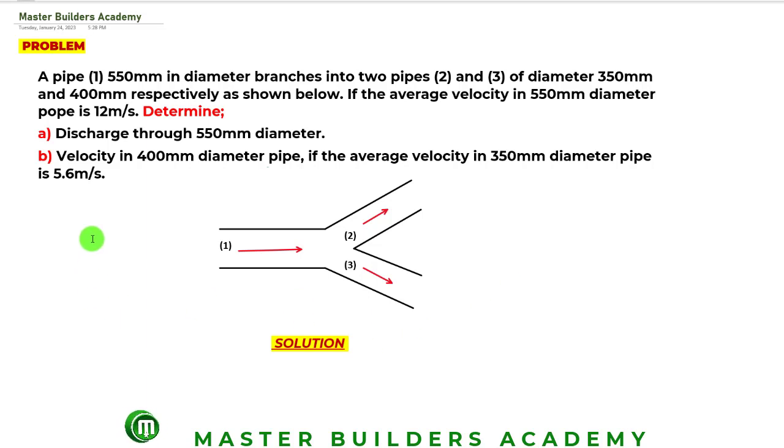At the first section, we have here Q1, then we have V1, then we have D1. For the second section, which is the branch, here we have Q2, V2, and D2. Then when we come to pipe 3, we have Q3, V3, and then D3. So this is what we have. And whenever diameters are known, it is always possible to find the areas.